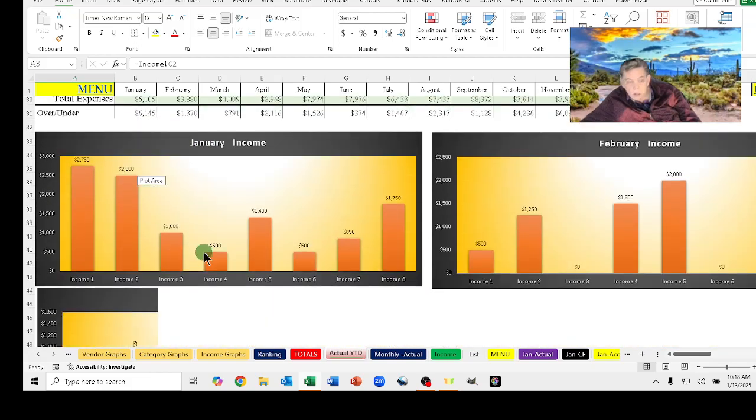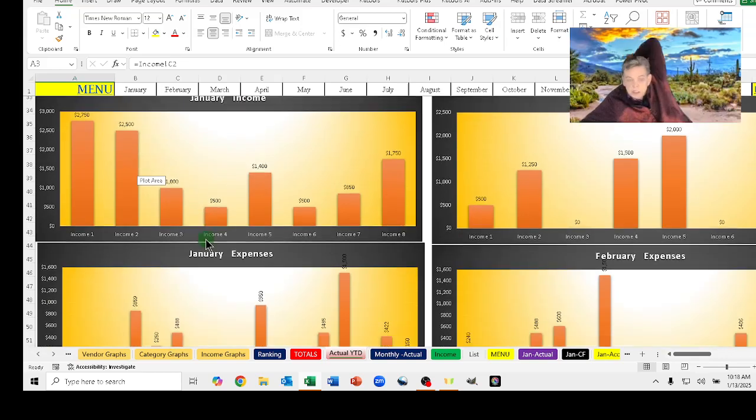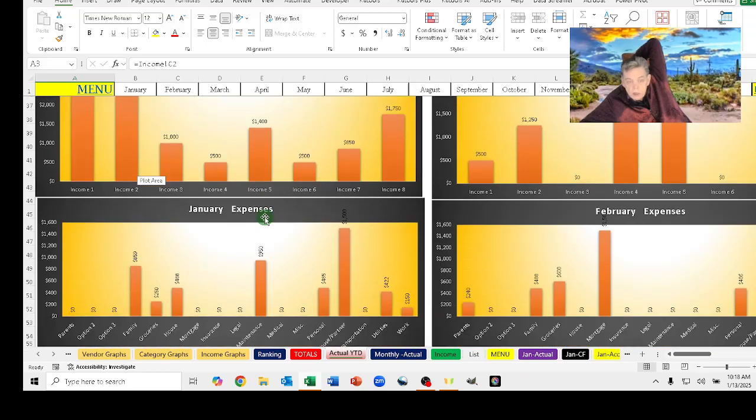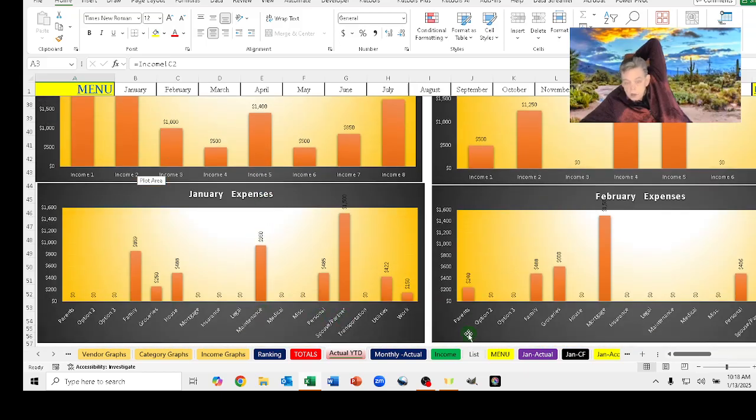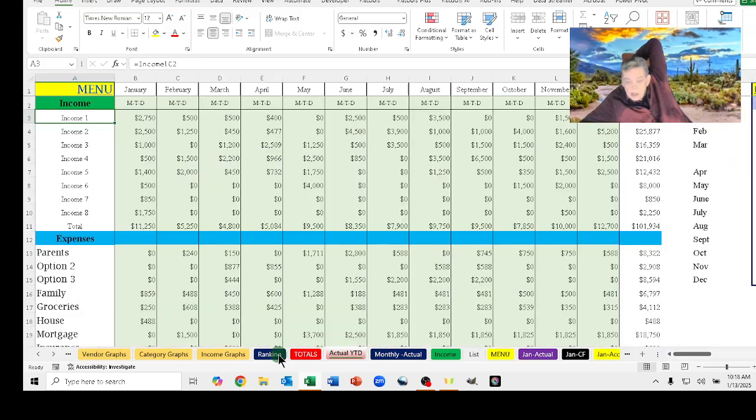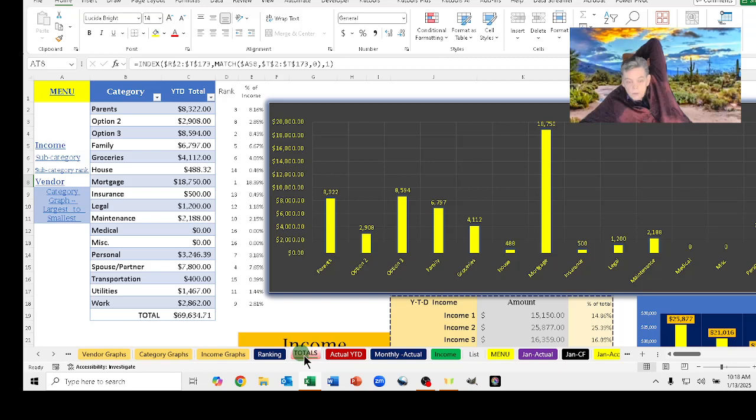And then here we got some graphs down below. Each month has your income, what you made on each one of your income, what your expenses were, and then a total that's down at the very bottom. So we don't need to go see that. And then another totals page is a little bit easier to read.